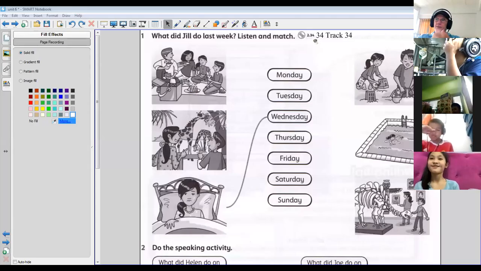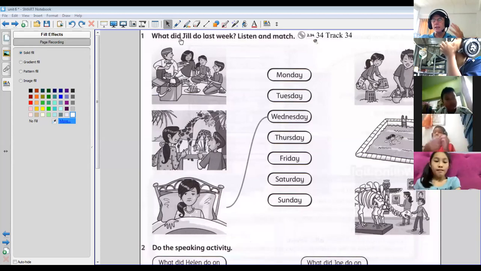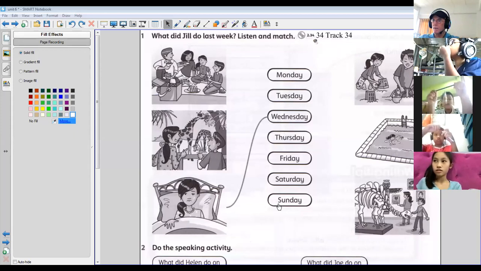Right. Speaking activity, but first we have to do the listening before we can do the speaking. What did Jill do last week? So we are talking past tense because we have "did" in the question. So anything you answer, I want past tense. I don't want to hear "she go swimming." No. Okay, first let's listen and you can match the days of the week with the picture.